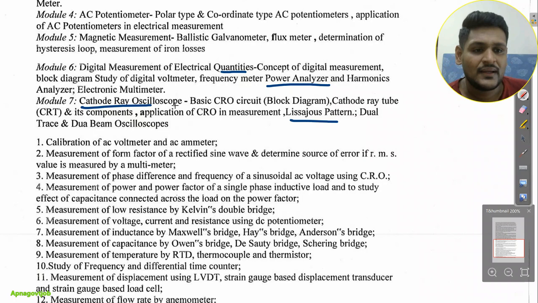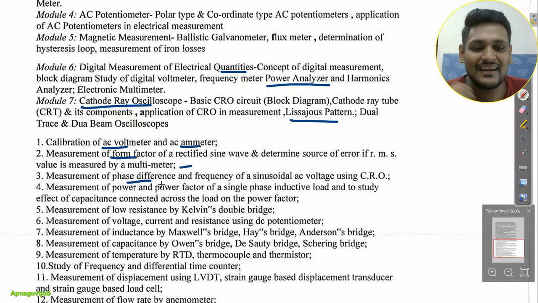Okay, then calibration of AC voltmeter and AC ammeter, yes, this also you should do. Measurement of form factor of rectifier, yes, this is also important. Measurement of phase difference and frequency of sinusoidal AC voltage using CRO, you can also go through this, okay. It seems the syllabus is big, but still we have to do it, we don't have any choice here, right?